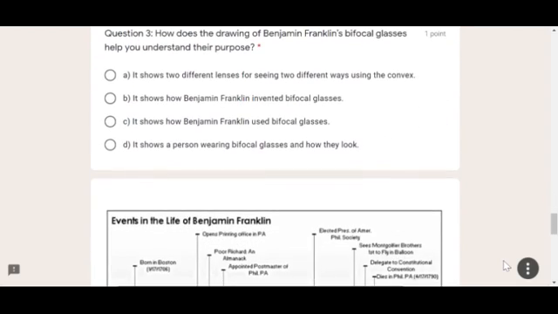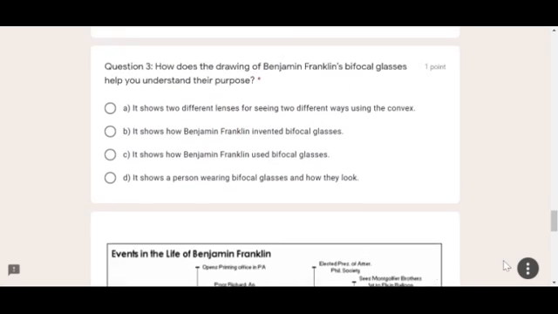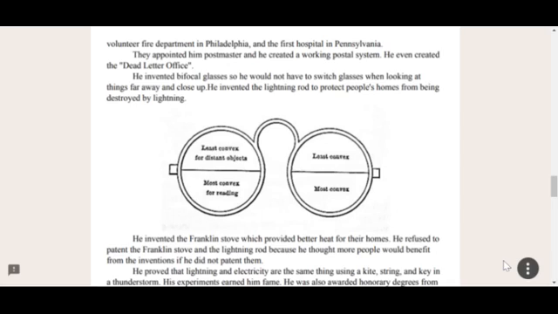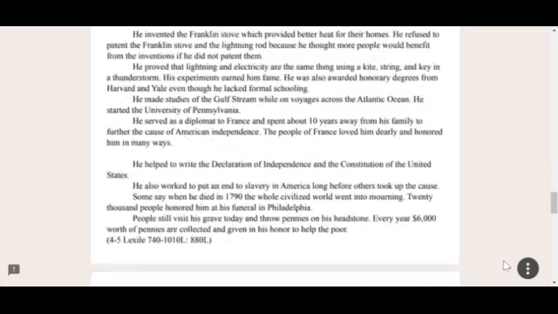Question 3. How does the drawing of Benjamin Franklin's bifocals help you to understand their purpose? The lens on the left, the top says least convex for distant objects, and on the bottom it says the most convex for reading. The glass on the right says least convex on the top, and on the bottom, most convex.